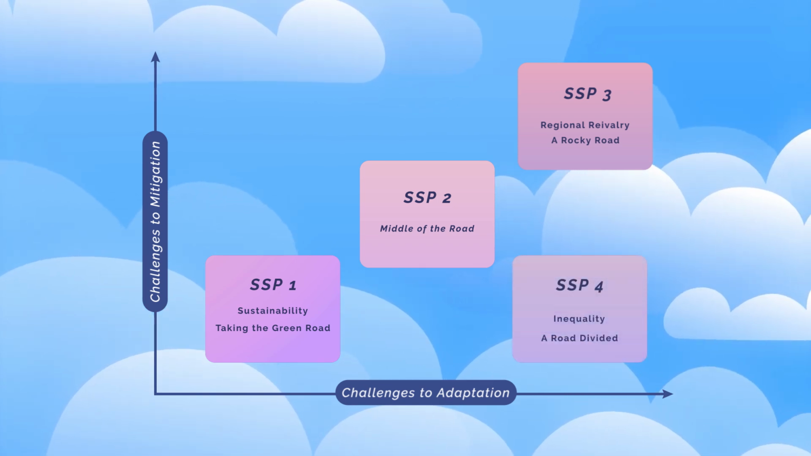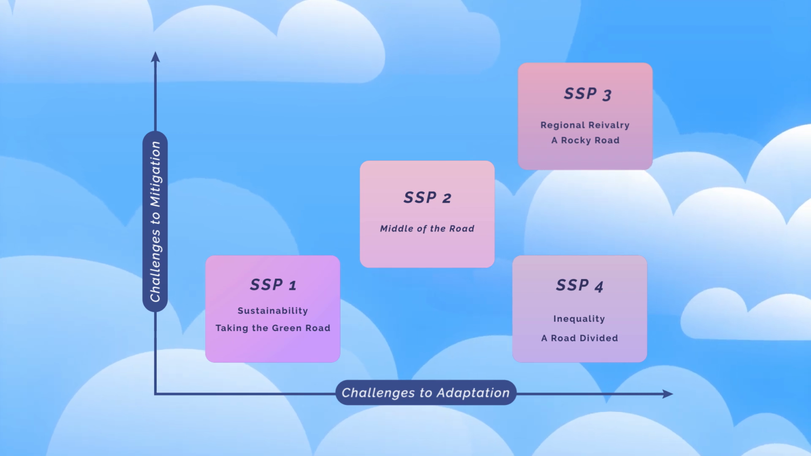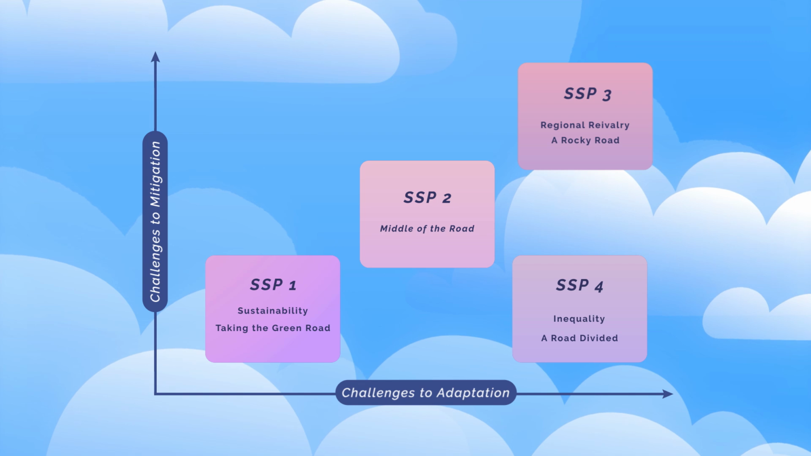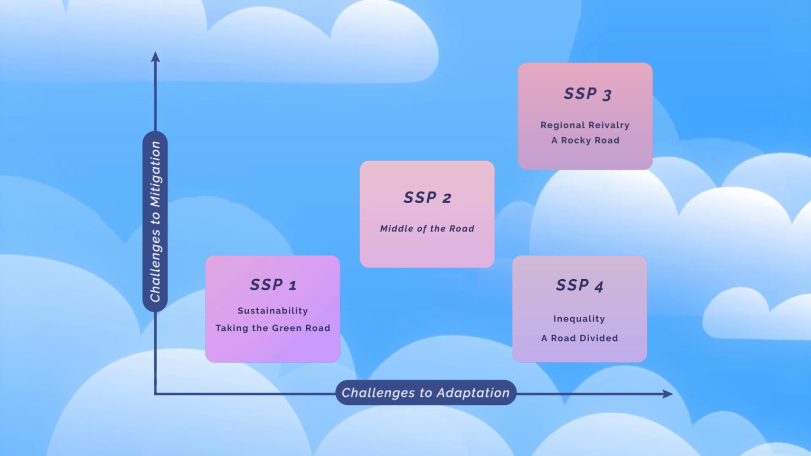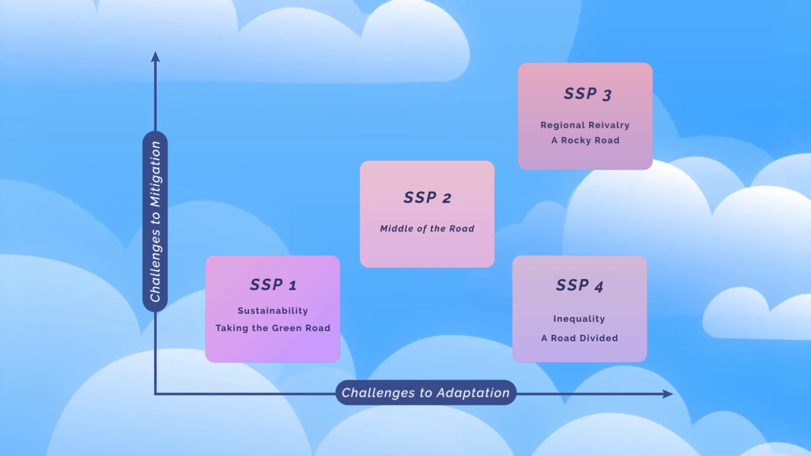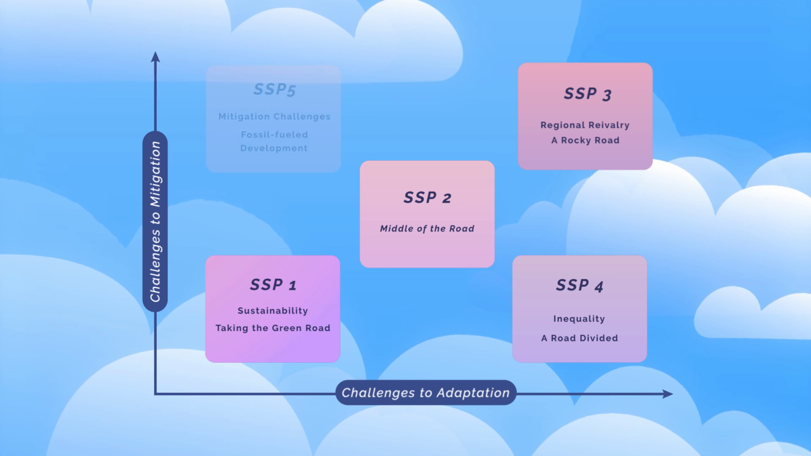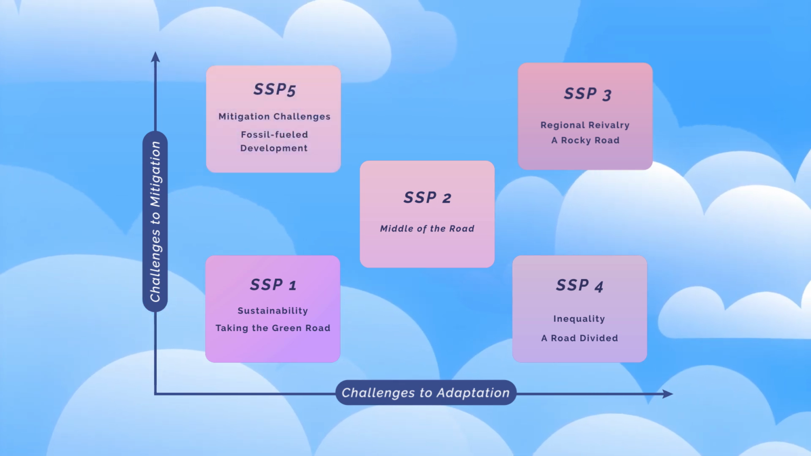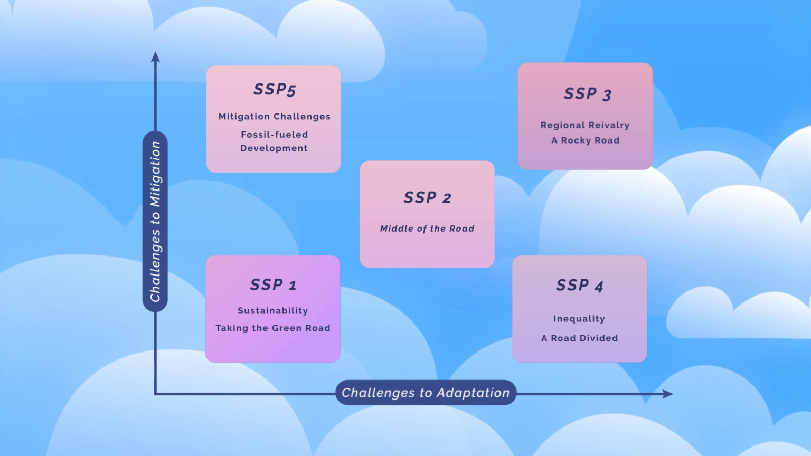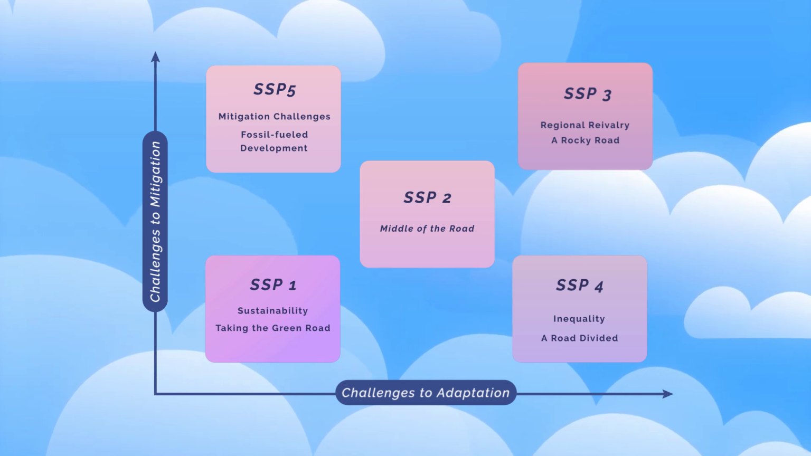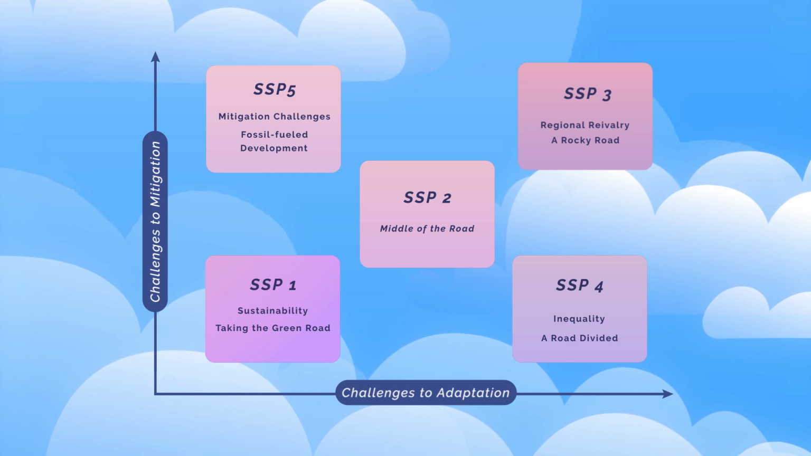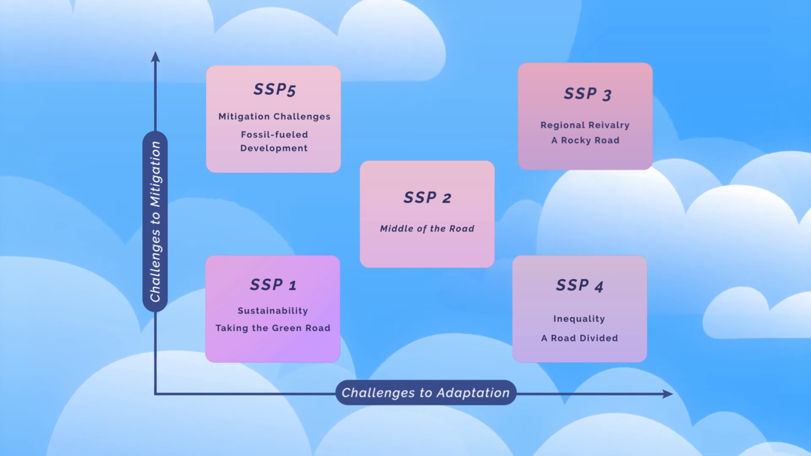SSP4, Inequality. This pathway follows a similar energy future to SSP1. It is defined by many challenges to adaptation and a few challenges to mitigation. SSP5, Fossil-Fueled Development. In this pathway, there is heavy reliance on fossil fuels, including coal. This is characterized by many challenges to mitigation and few challenges to adaptation.